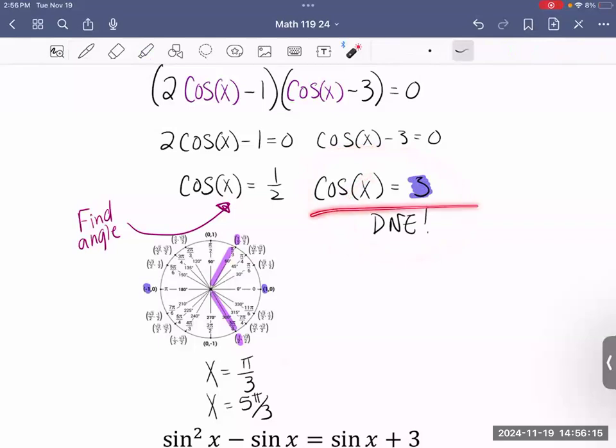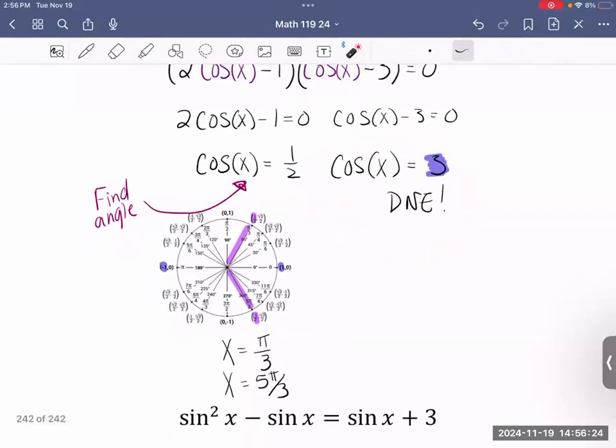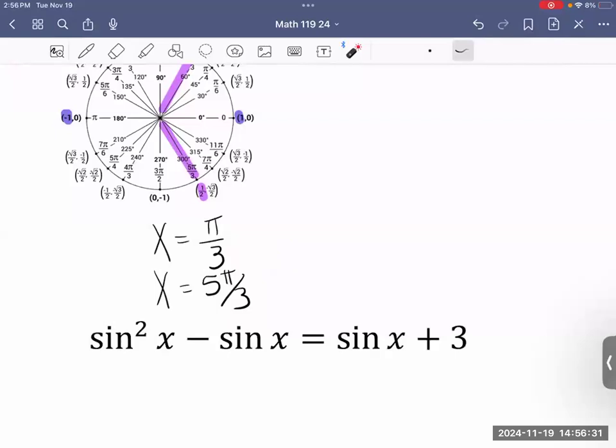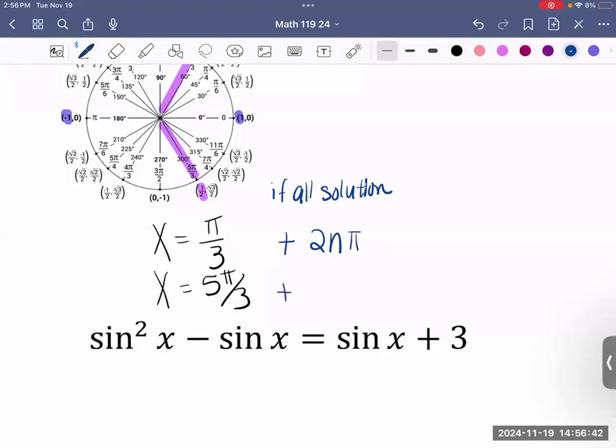That goes for your sine function as well as your cosine function. It is not capable of achieving something outside of our bounds here. Now, this would be good if it asks for just two solutions. If it wanted all solutions, what would we add to these two? We'd say plus 2n pi, or 2 pi n, doesn't matter.